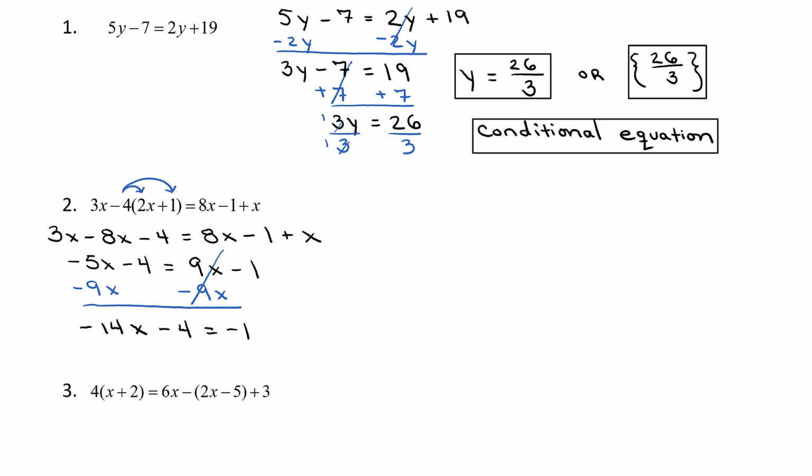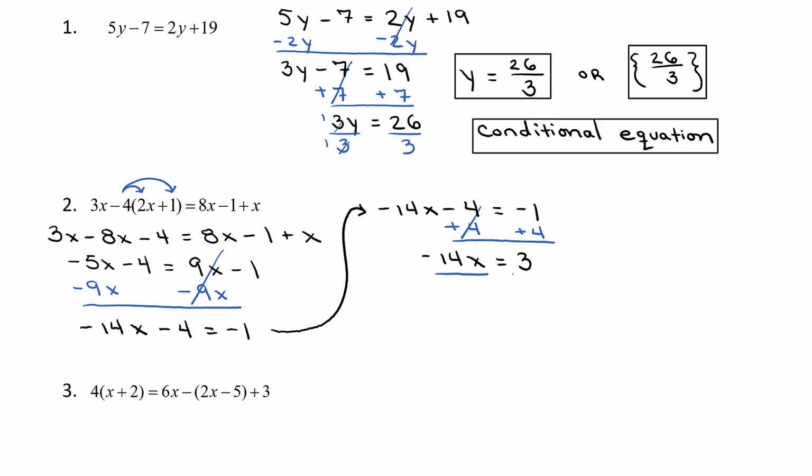Now, in order to isolate our variable, we are going to need to add 4 to both sides of our equal sign. I'm going to go ahead and draw an arrow here that's pointing upward and towards the right so I can rewrite my equation. I'm going to rewrite negative 4x minus 4 equals negative 1. I'm going to add 4 to both sides of the equal sign. The negative 4 and the positive 4 will zero out on the left-hand side, and we will be left with negative 4x equals 3. I'm going to divide both sides by negative 4.